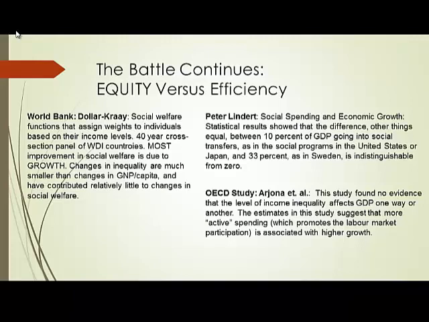As opposed to this, there are 2 studies, one by Peter Lindert, which shows that if you spend 10% of GDP on social transfers, as in USA, or 33% as in Sweden, the effect on growth is 0. So what he is saying is that even if you spend 1/3 of your GNP on social programs, you will not damage growth.